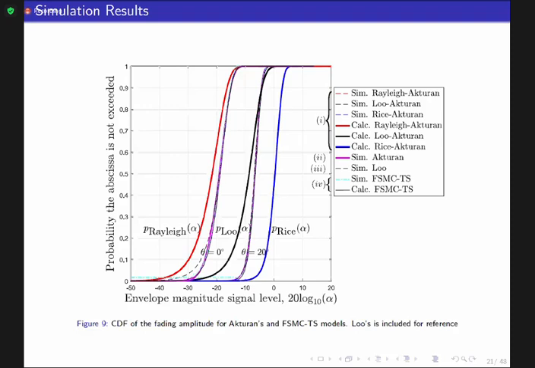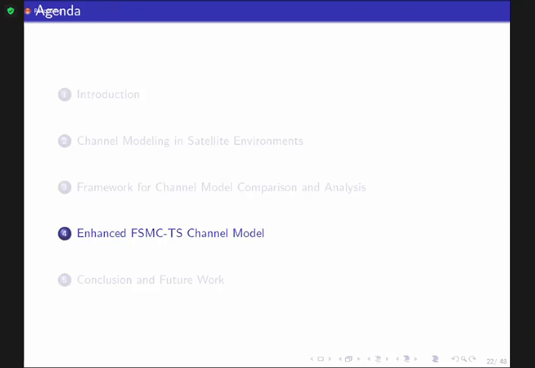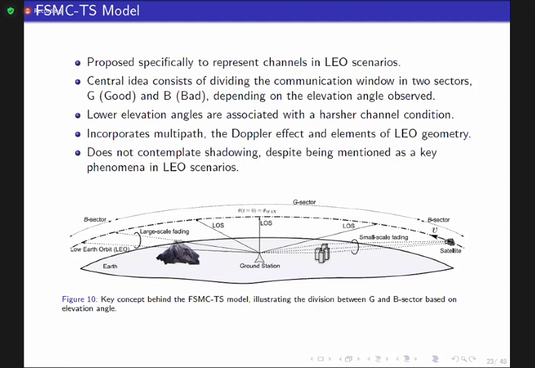So this was the first contribution. Then the second contribution, which we have been kind of hinting at throughout the presentation, is an enhancement to one of the models that was previously presented, right? We're going to just do a very quick review of the FSM-CTS model, just to kind of understand what we're improving. So we already said that this is designed for LEO scenarios.